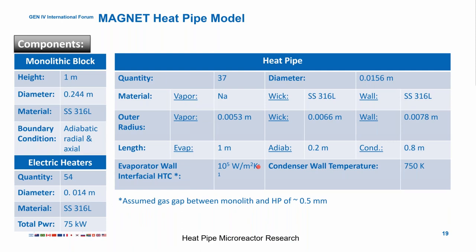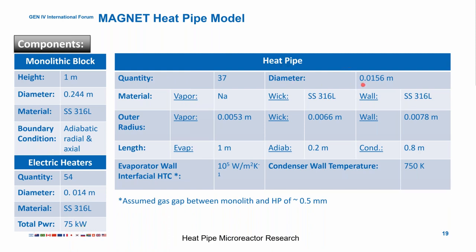And here are some more details of the experiment facility. So three most important parts: monoliths, electrical heater, and heat pipe. Monolith's height is 1 meter, diameter is 0.244. Material is stainless steel, boundary condition is adiabatic. The electrical heater number is 54, diameter 0.014, stainless steel, and the power is 75 kilowatts. So this power is connected to the number of heat pipes. We assume each heat pipe could remove the power of 2 kilowatts, and we have 37 heat pipes. And that's why we define the total power at 75 kilowatts here.